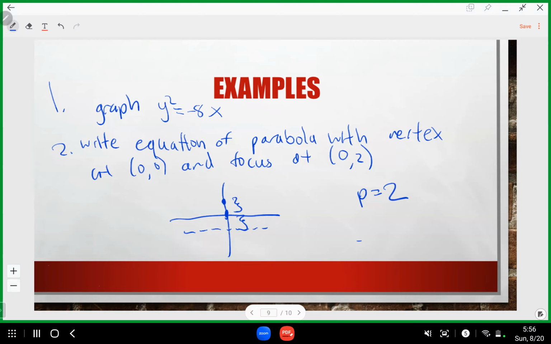Okay. So we know it opens up, and we just need to find p. The equation for opening up is x squared equals 4py, so x squared is equal to 8y. Make sure you always find p. I don't know how you got 4 or 8, but make sure it's just the distance between the focus and the vertex.